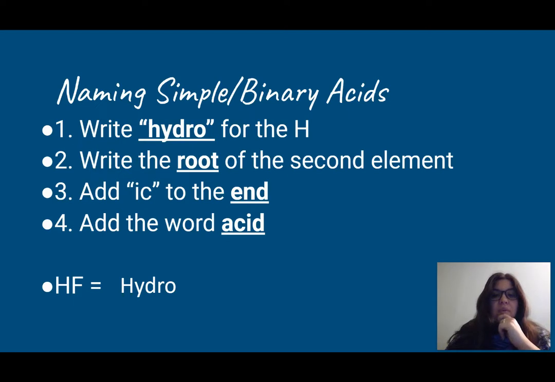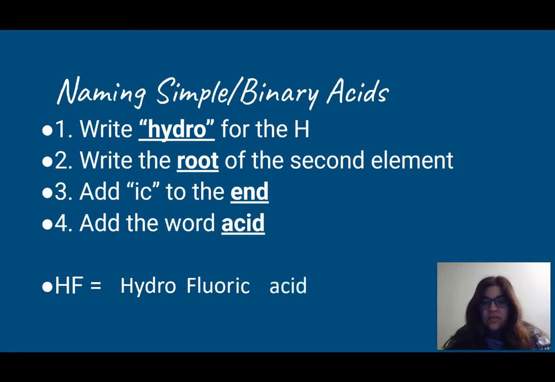Then we need to write the root word of our second element. So the root word is what you have before you get the ending, you take that chunk of the word. So fluorine, we're getting rid of that ending "ine" and we're just taking the fluor part. And then we're adding "ic" to the end. So hydrofluoric, and that's your first word, and then your second word is just acid. So HF is hydrofluoric acid. So again, hydro for the H, we write our root word, we add "ic" to the end, and then we're adding acid.